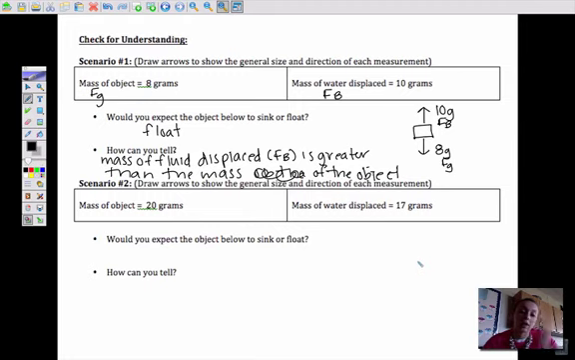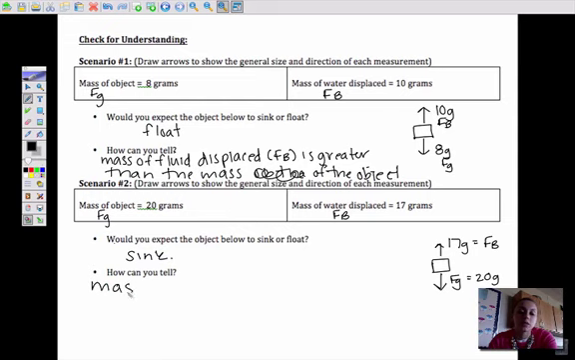In scenario 2, the mass of our object is 20 grams. So the mass of the object is F of G, the weight of the object, and the mass of the water displaced is acting as our buoyant force. If the force pulling downwards is F of G, equal to 20 grams, and going upwards we have 17 grams, representing our buoyant force, are we expecting the object to sink or float? Well, we're expecting the object to sink. And how can we tell?